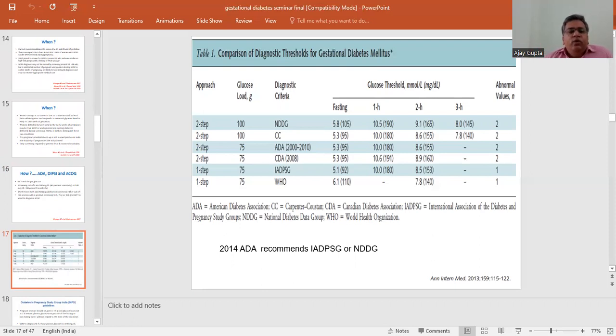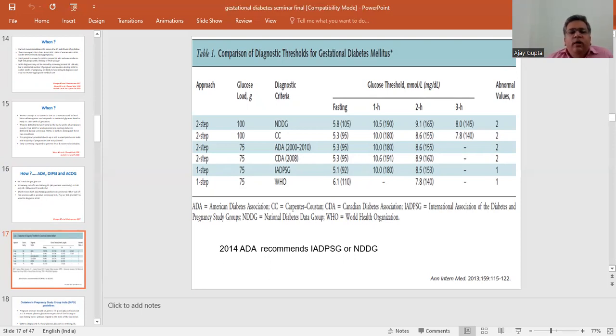According to the Carpenter and Coustan criteria, a 100 gram OGTT should be done after the glucose challenge test, and the cutoffs are fasting 95, 180 for 1 hour, 155 and 140 for 2 hour and 3 hour respectively, and two abnormal values are taken. For the two-step test with 75 gram OGTT, recommended by the ADA criteria, it includes fasting plasma glucose of 95 milligram, 1 hour of 180, or 2 hour of 155. Any two criteria should be used for diagnosis of GDM.